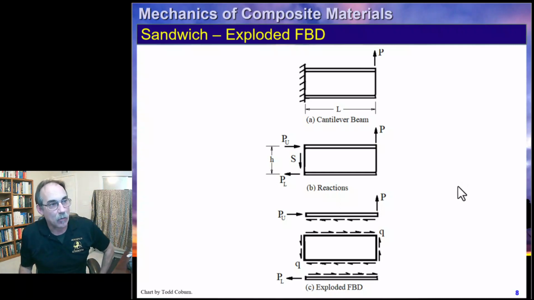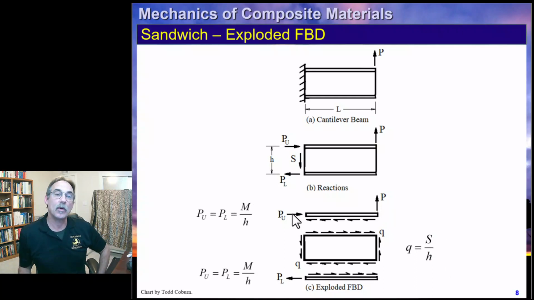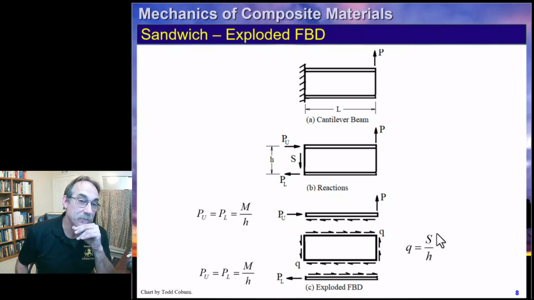If we just sketch out what our loads are on this, remember the shear flow is just S over H, which S in this case, the total shear, is just P. And the upper and lower caps are both just M over H. One of them is compression and one of them is tension. We have the exploded free body diagram.